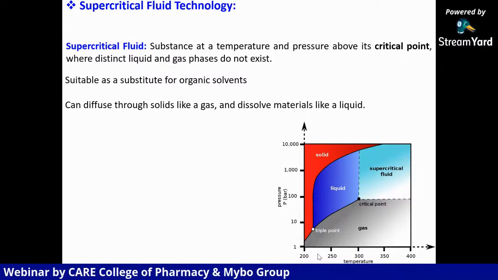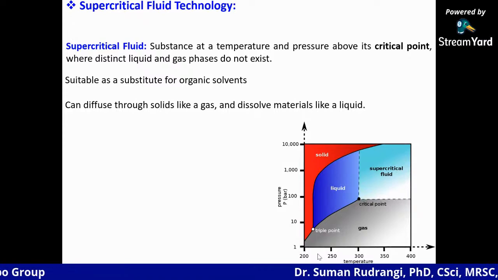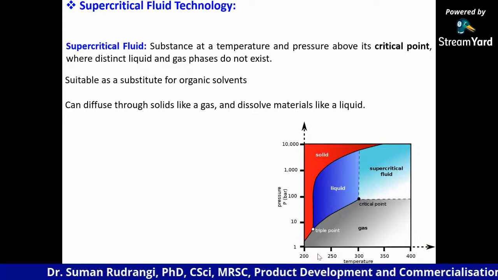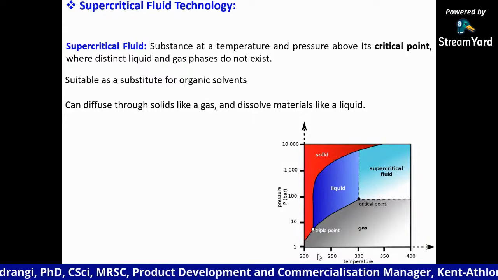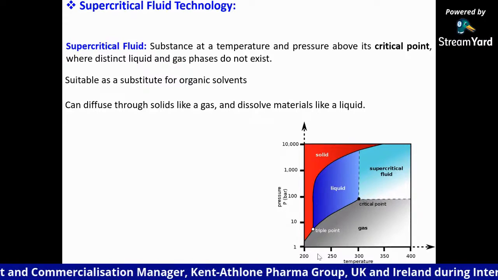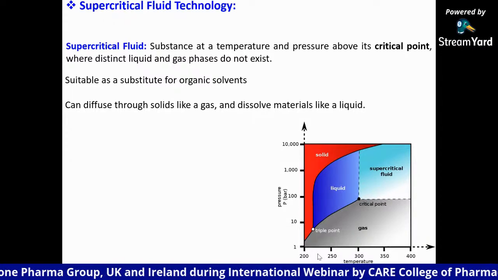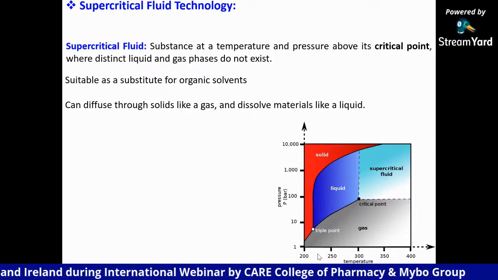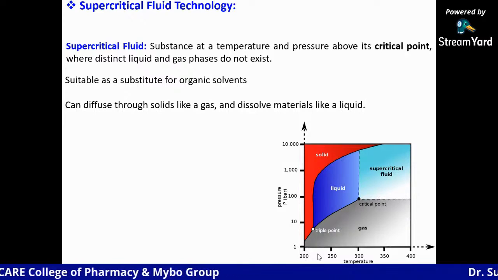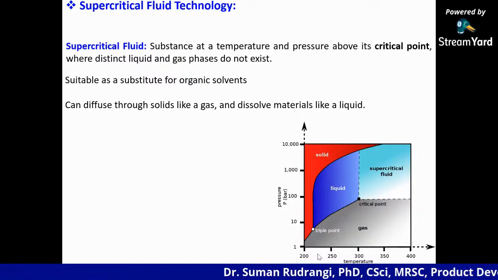And supercritical fluids are suitable as a substitute for organic solvents. Friends, I think our lecturers or teachers might have told you what organic solvents are and how they can be toxic, and what gas solvents are, generally regarded as safe solvents. The benefit is that supercritical fluids can diffuse through solids like a gas and dissolve materials like a liquid. So they have the properties of both gas and liquid.